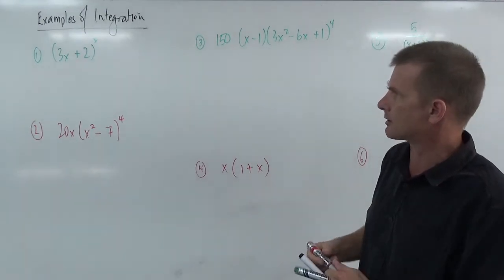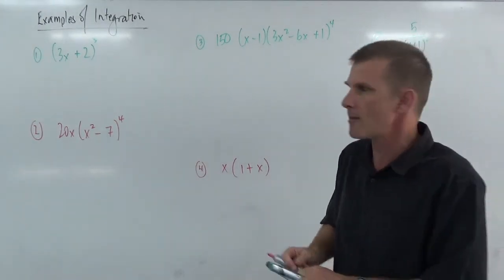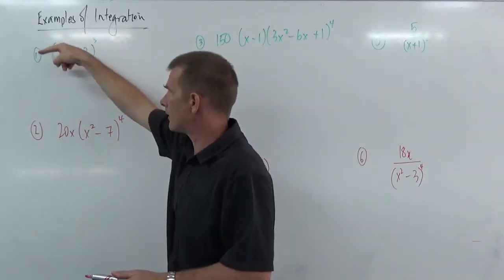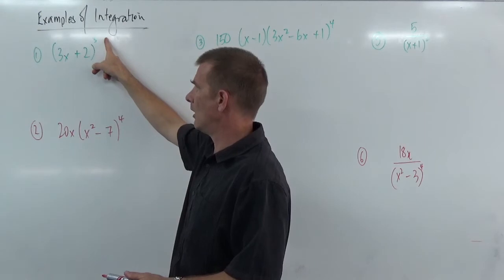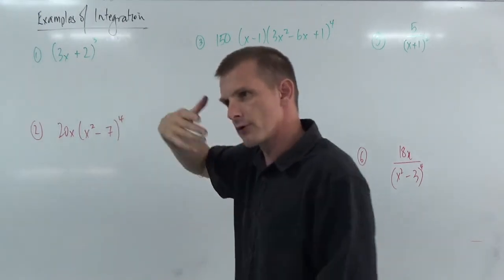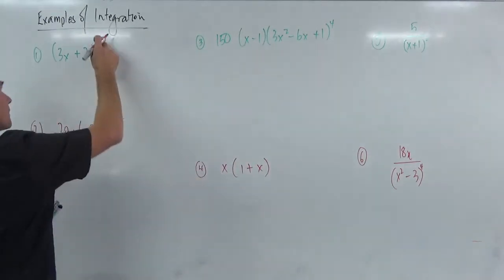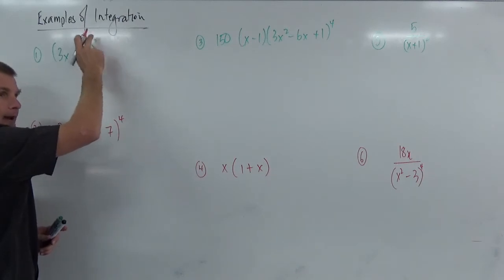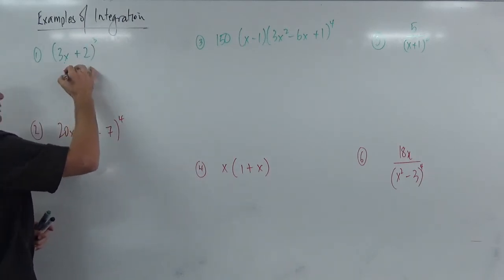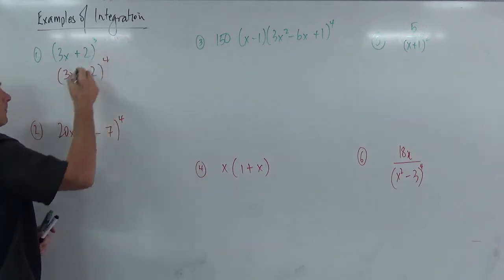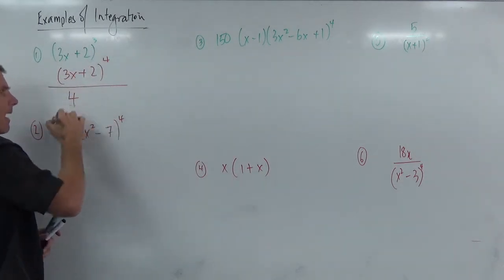So (3x + 2) to the power of 3. Well, remember, if we were to differentiate something like this, it would be power out front, lower the power by 1, and multiply by the derivative of the inside. So that means we've got to reverse that. So instead of power out the front, we're going to raise the power by 1 and divide by the new power. So we'll get (3x + 2) now to the power of 4, and divide by the new power.